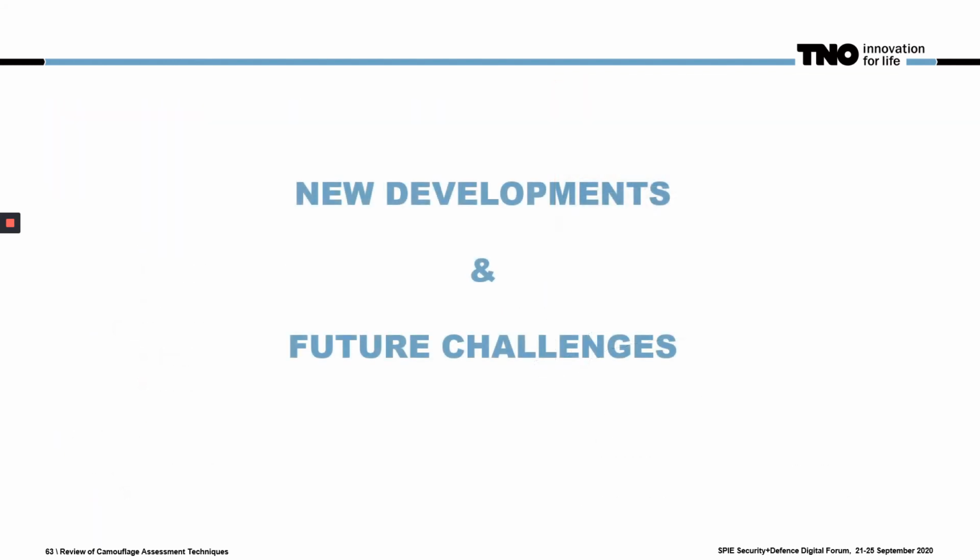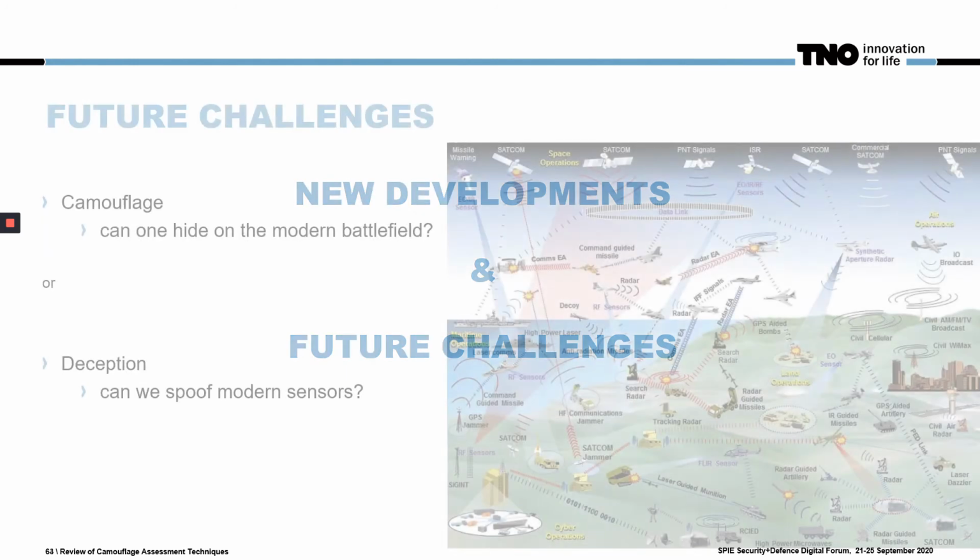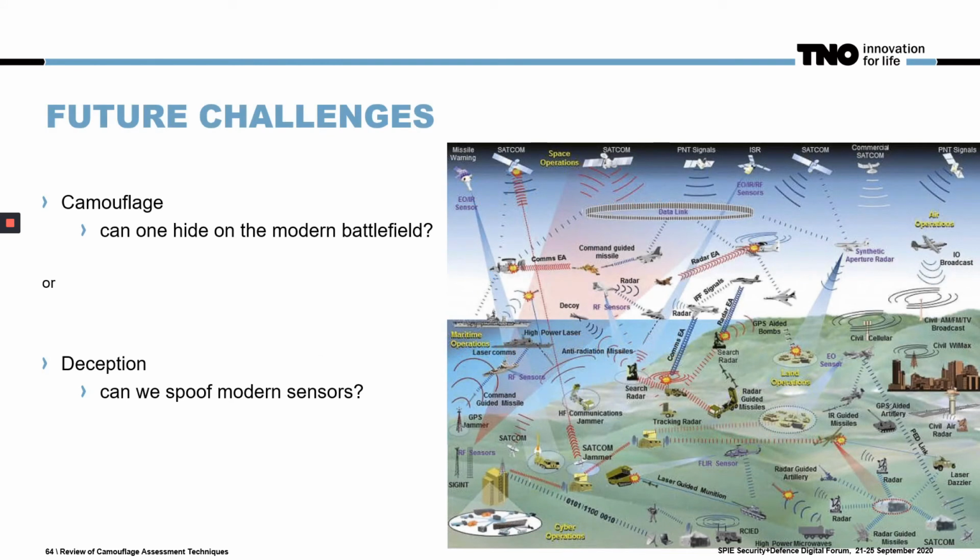I will now discuss some new developments and future challenges. Modern warfare increasingly deploys high-tech multispectral sensors and communication systems. Spoofing and adaptive or dynamic multispectral camouflage techniques are therefore becoming increasingly important to enhance the survivability of high-value assets.